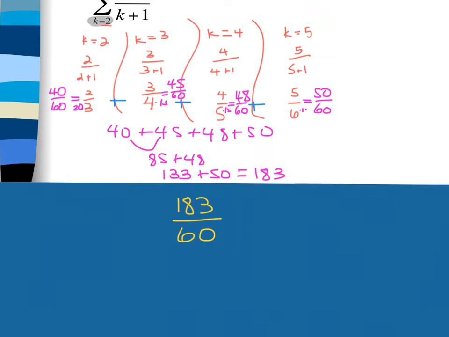But the trick for 3s is if you add up the digits, right? So if I do 1 plus 8 plus 3, I get 12. Is 12 divisible by 3? Yes. So this would be divided by 3, and I'd get 61 over, divide this by 3, and I'd get 20. 61 is actually prime. It's not divisible by 2 or 3. So I would leave it as 61 over 20.